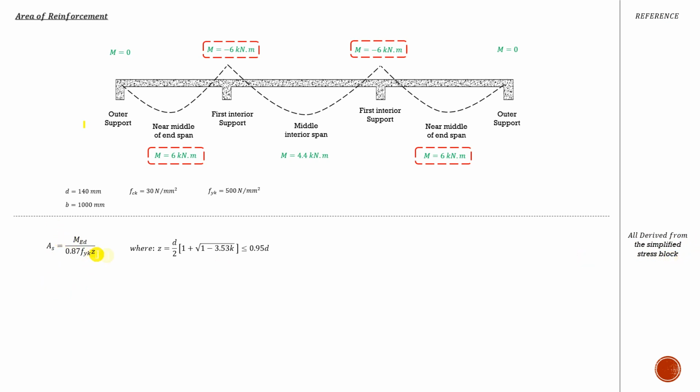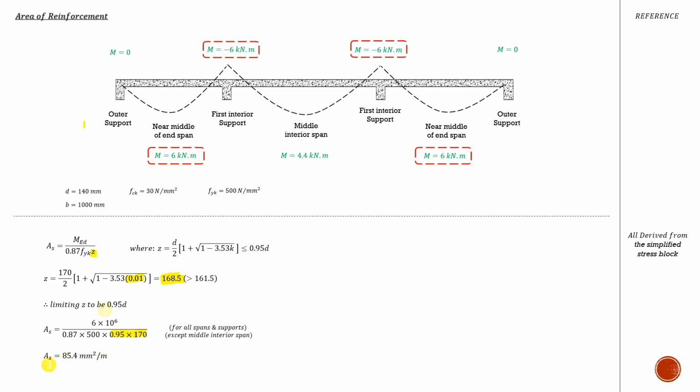And you see here we have the Z lever arm. This is the formula for the Z, but you have to compare it with this limit, 0.95d. Anything you get that is larger than this one, you cancel it and take the value of the limit. In this case, I've got the K here, and it turns out to be this figure. If you compare it to 0.95d, which is 140 here, it is 161.5. The actual one is more than the limit, so you don't take it, you limit it to 0.95d. And there you have it, the area of reinforcement required for the supports and for the spans.